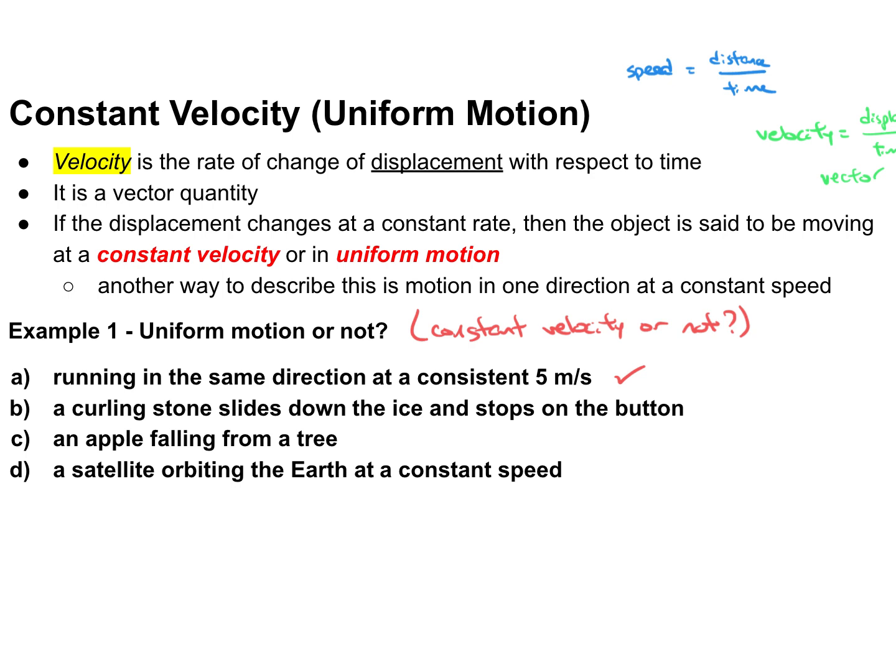A curling stone slides down the ice and stops on the button. This would not be a constant velocity. It's not uniform motion because the wording of the question says it stops. So it must be slowing down. So it is not going at a constant velocity.